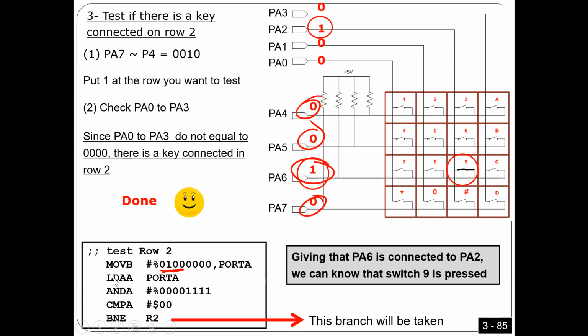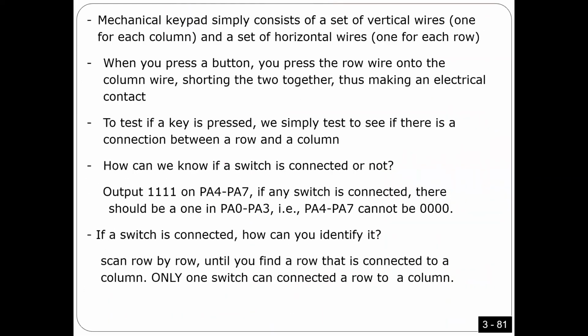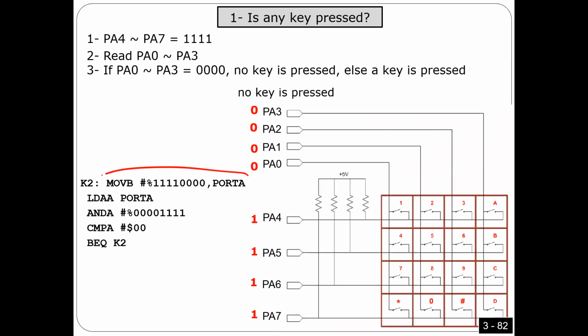I'm gonna read port A, and now when I read port A, I'm gonna compare it to 0. Now it is not 0. That means I already found it in row 0. So let me tell you very simply. In the first part of this subroutine, as I explained here, I check if any key is pressed, or is being pressed.